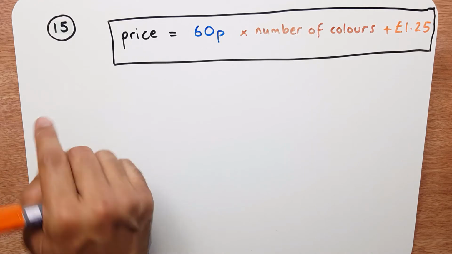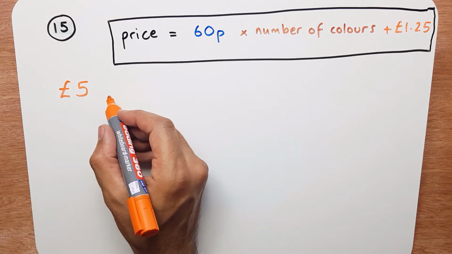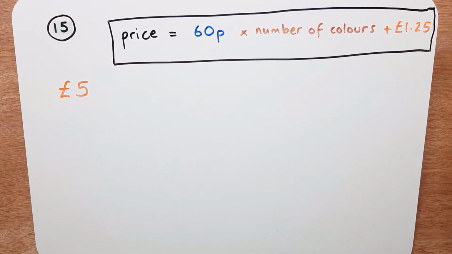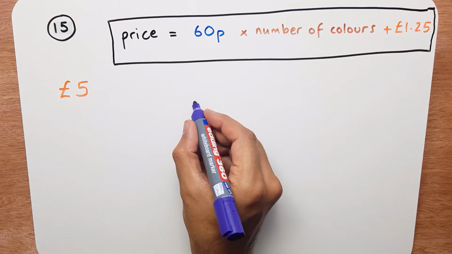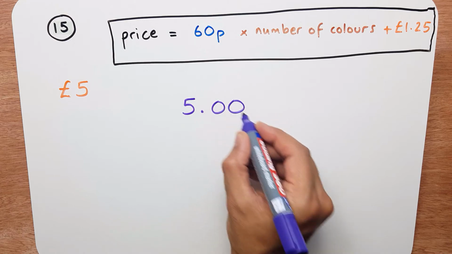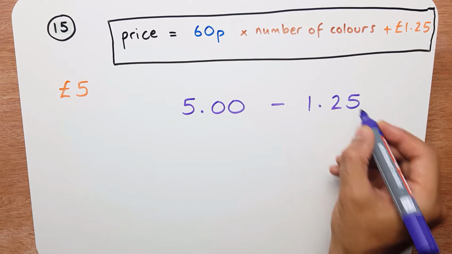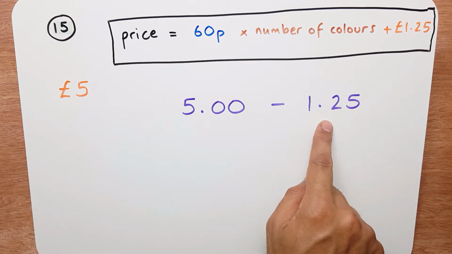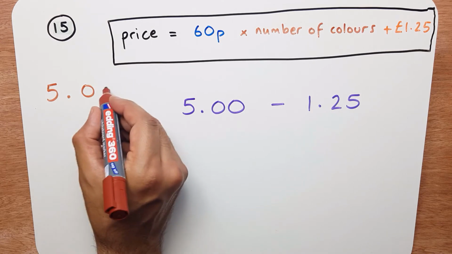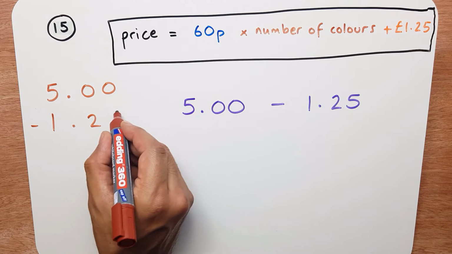In the second part of the question, we're told that Amina has £5 to spend, and we have to work out the largest number of colours she can print on her t-shirt. So our first calculation is £5 take away £1.25. Now we can do that as column subtraction. So let me do that here. £5 take away £1.25.